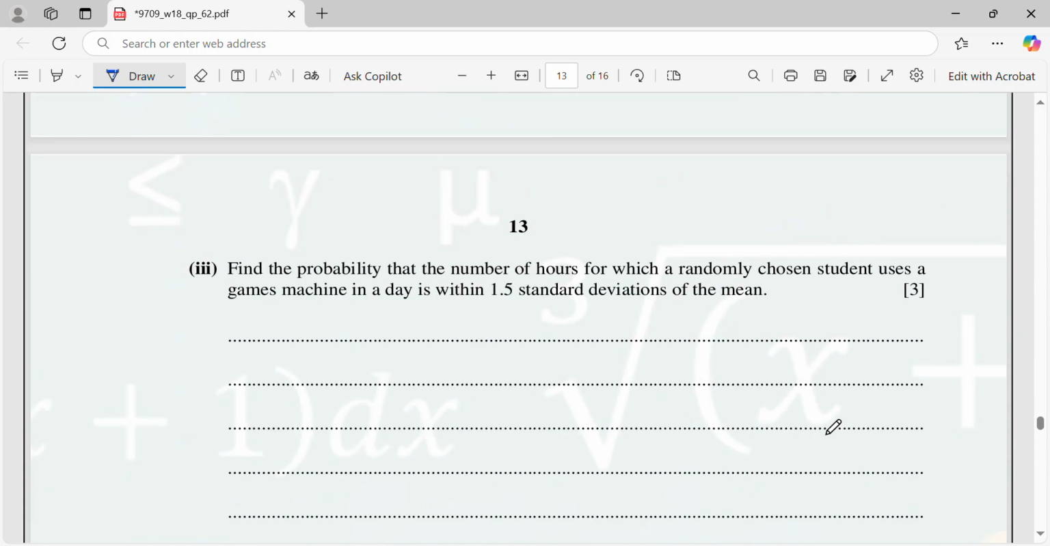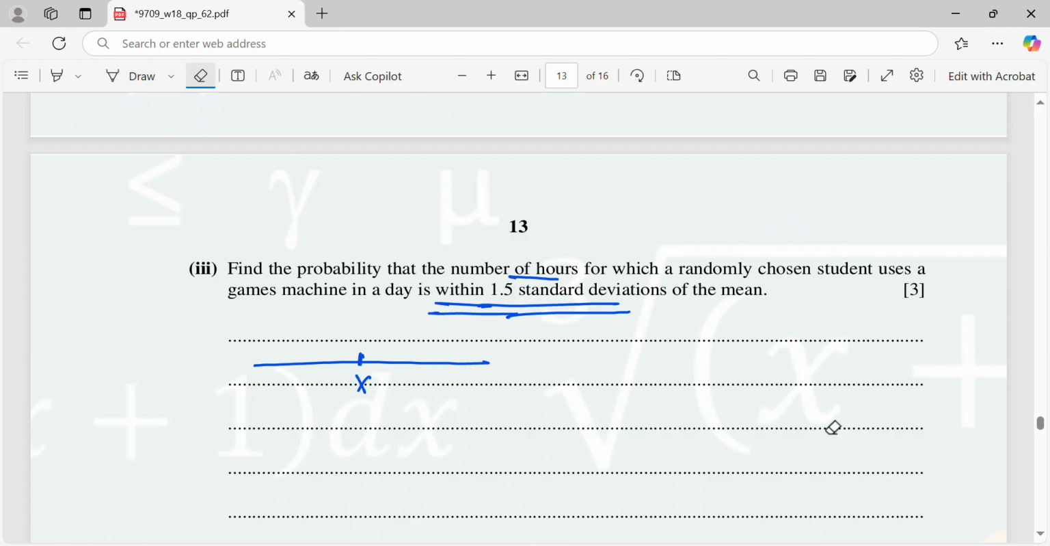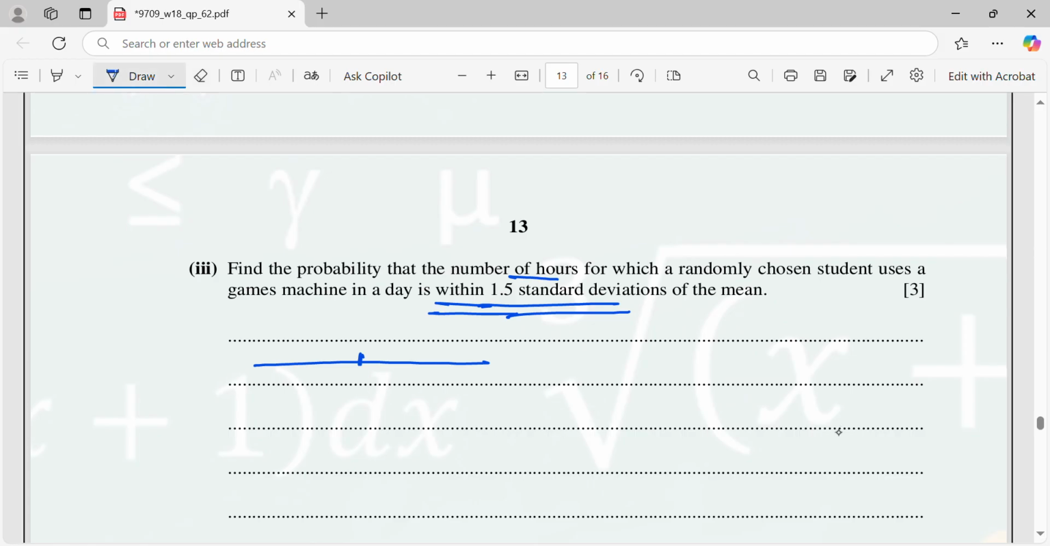Okay, now part 3. Find the probability that the number of hours for which a randomly chosen student uses a game machine in a day is within 1.5 standard deviations of the mean. Okay, this means, let's say this is the x. Sorry, this is not the x, because it's mentioned 1.5 standard deviations of the mean. That means this is the mu. And here is 1.5 standard deviations. And then the other side is also 1.5 standard deviations.